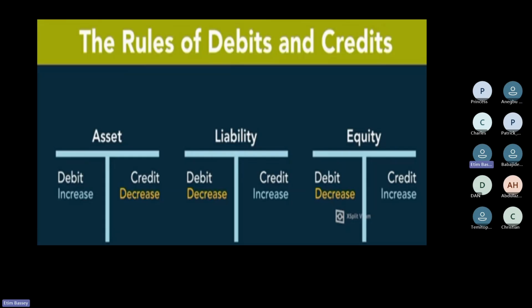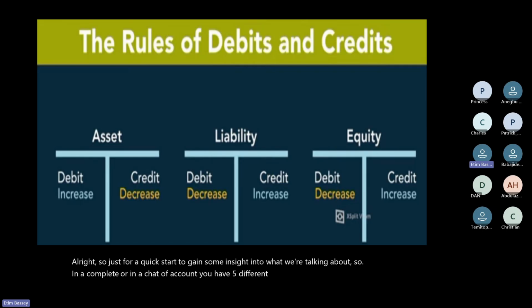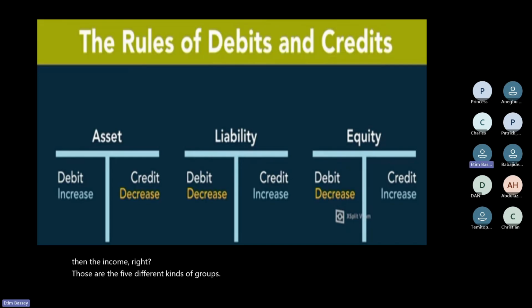All right. So just for a quick start, to gain some insight into what we're talking about. In a chart of accounts, you have 5 different groups of accounts. You have the assets, the liabilities, the equity, of course, the expenditure, and then the income, right?